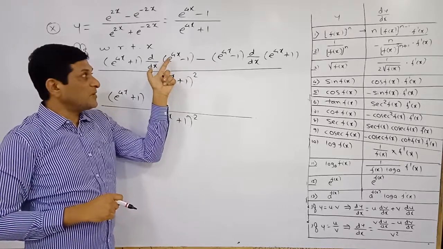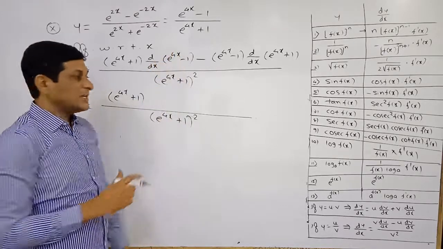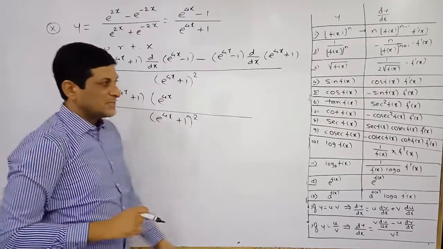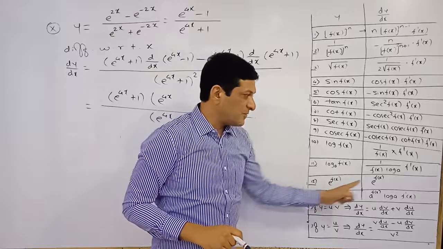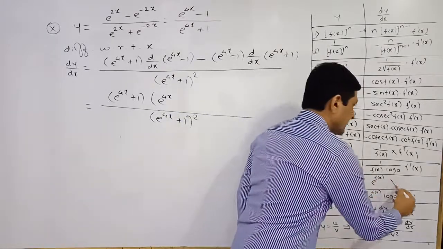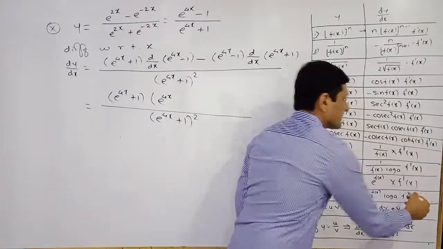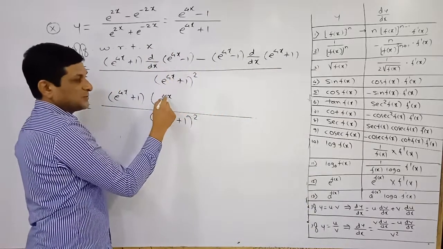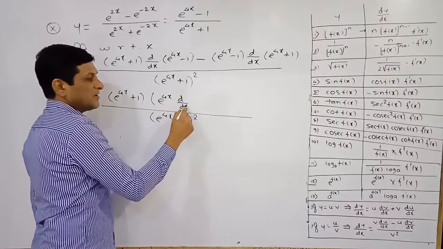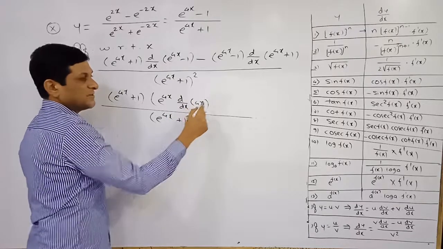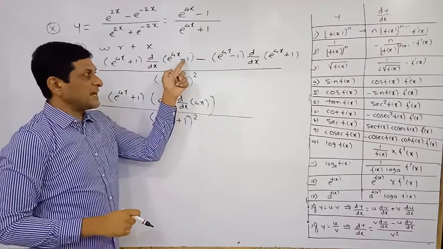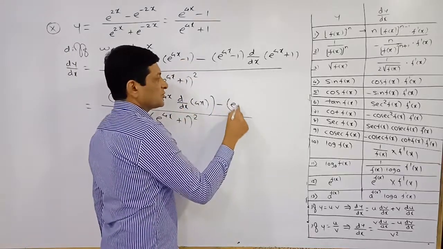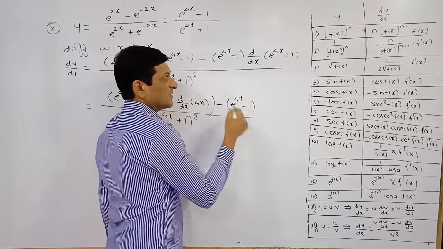The first term is in the form of e raised to power f of x. What is the derivative of e raised to power f of x? The derivative of e raised to power f of x is e raised to power f of x into f dash of x, that is, into the derivative of f of x. F of x is what here? 4x. And the derivative of this minus 1 is 0. Not necessary to write 0 here. Minus e raised to power 4x minus 1, keep it as it is.